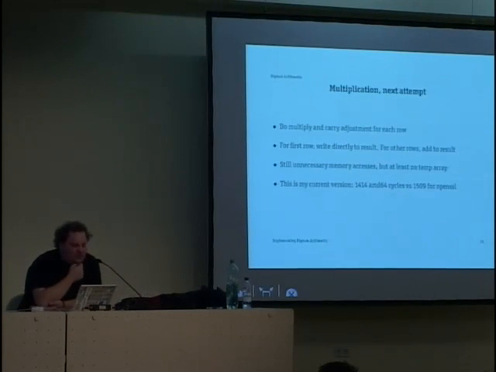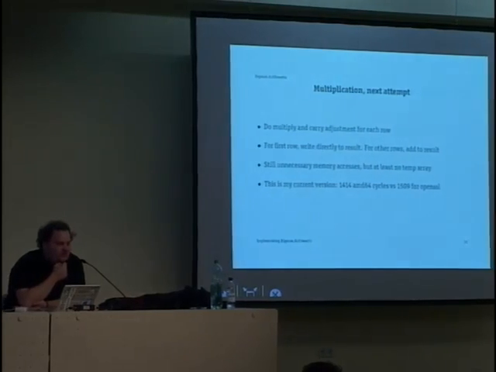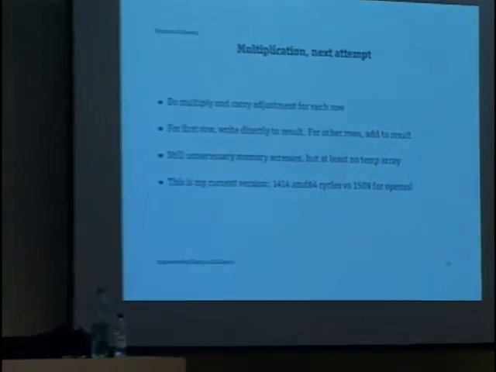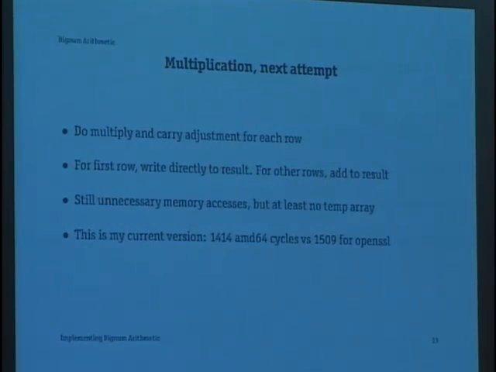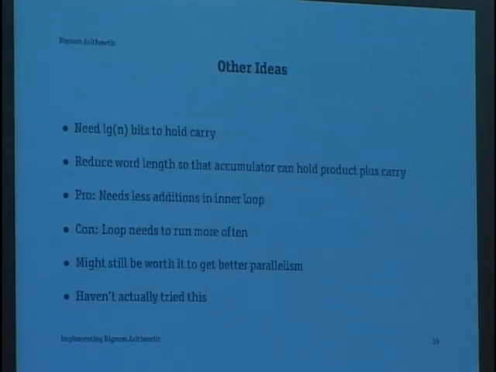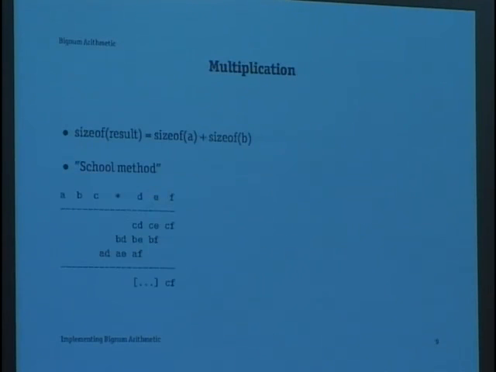So the next attempt for multiplication would be basically the same school method, but you don't calculate one row, you calculate by column. I think I have this. No, I show this thing again. So the school method basically goes through this row, and then goes through this row and adds it to the other row, and then does this. So you still have temp memory where you write the intermediate values, right?